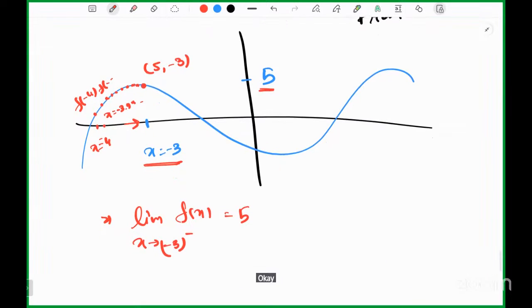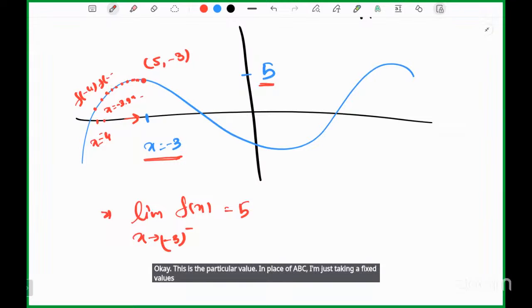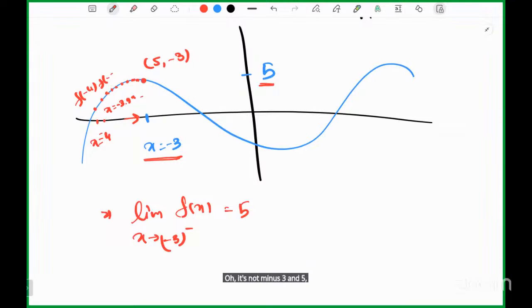Okay. Matt, why is it 5 and minus 3? Just a particular value. In place of a, b, c, I'm just taking fixed values. Just an example. Oh, it's not minus 3 and 5, huh? Oh, sorry, yeah, right. I always do that. Minus 3 and 5. Thank you.